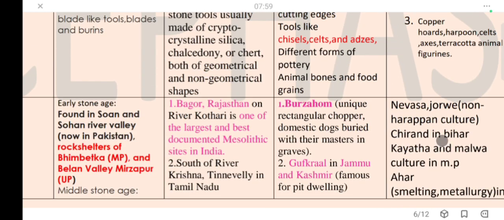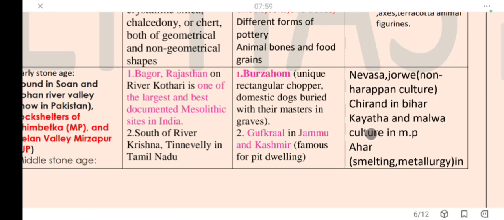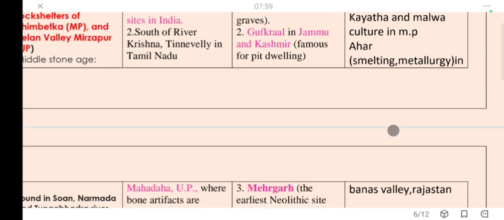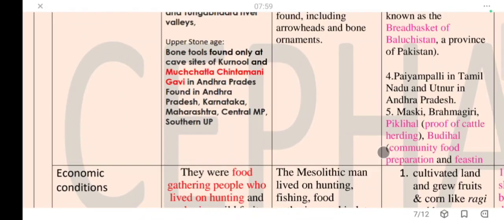Next, the Chalcolithic age: what are the places? Navdatoli, Jorwe, and Nevasa, which are non-Harappan cultures. Chirand in Bihar, Kayatha and Malwa culture in Madhya Pradesh. In Ahar, Banas Valley, Rajasthan, you can see smelting and metallurgy. These are all the places you can see.